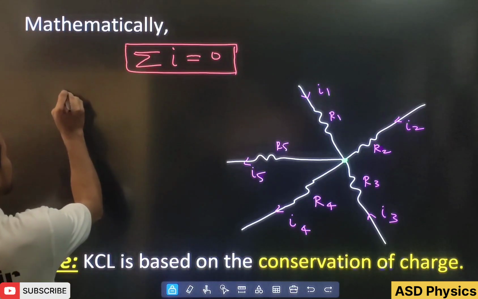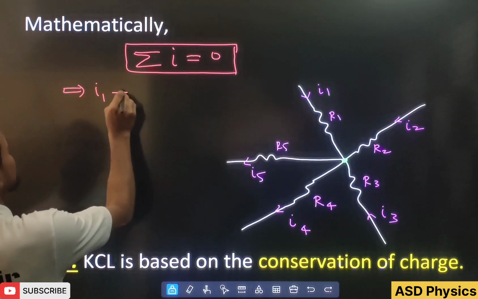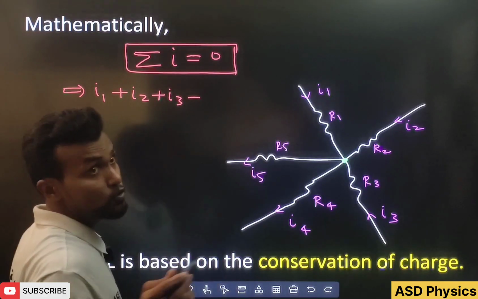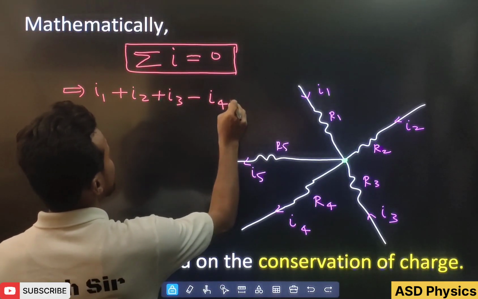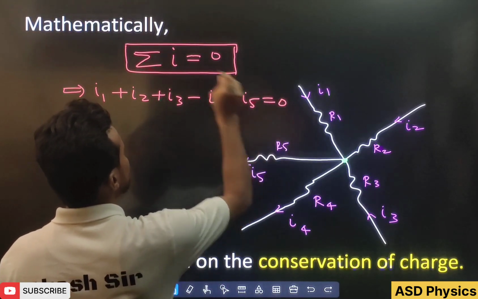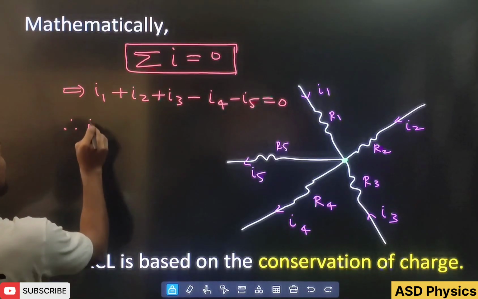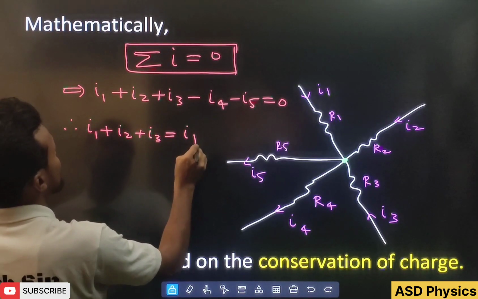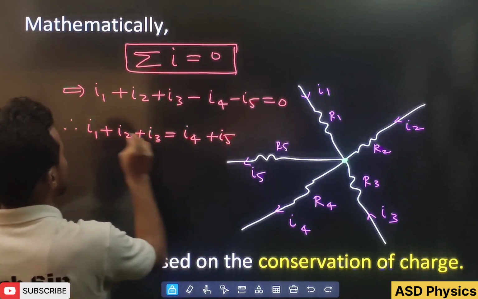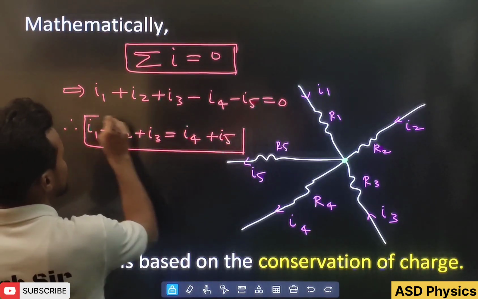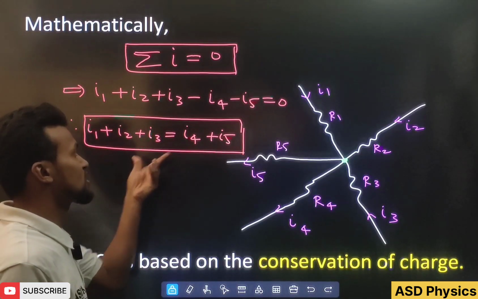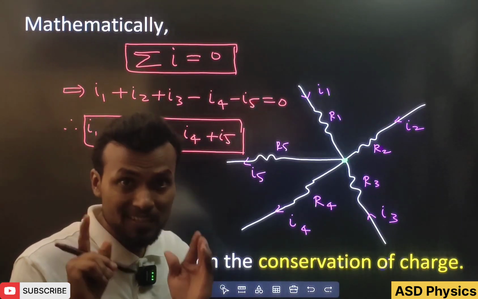So what will be here? Incoming current means I1 plus I2 plus I3. Outgoing current, what I told, negative, that means minus I4 minus I5 equal to 0 according to this. So we can write I1 plus I2 plus I3 is equal to I4 plus I5. Now that means the second statement of KCL, the sum of the currents entering a junction is equal to the sum of the currents leaving the junction.